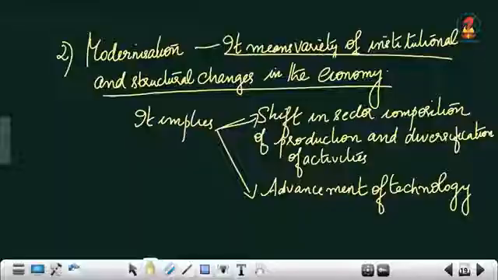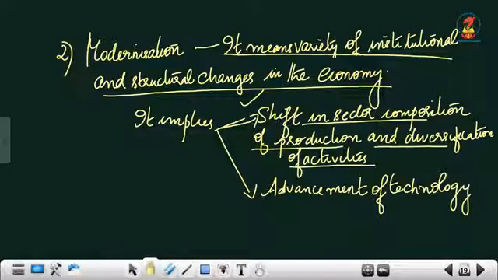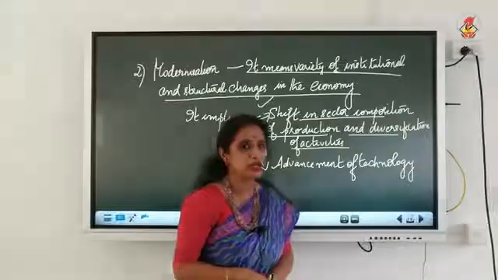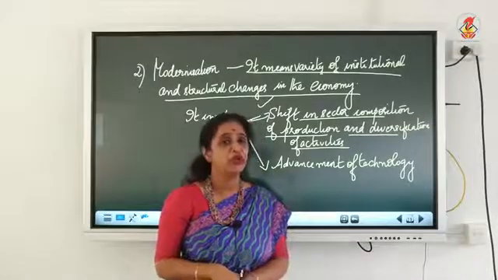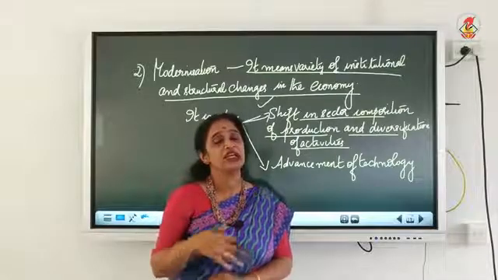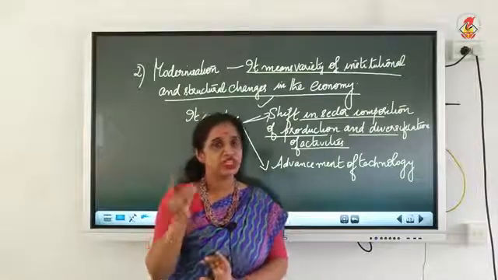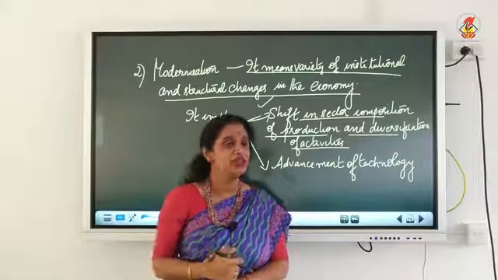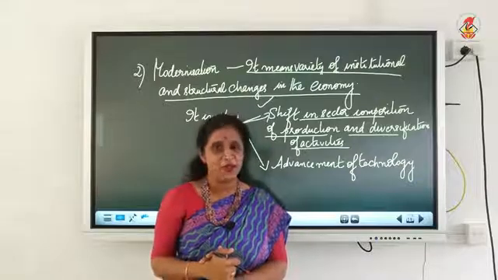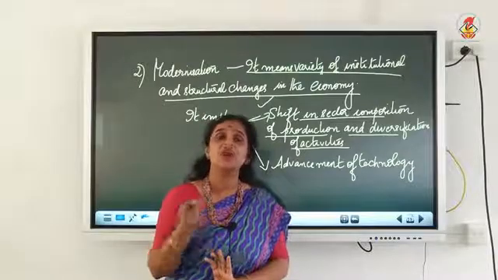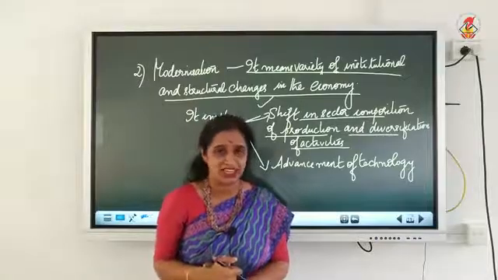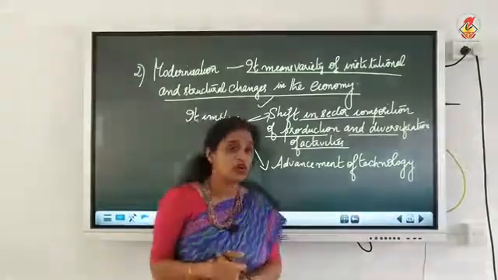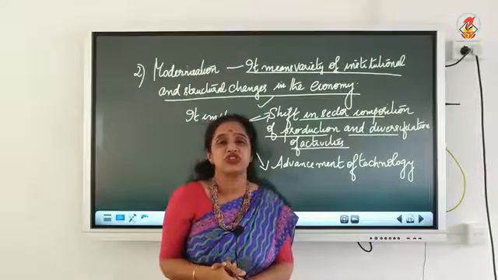Now, modernization implies two things. Which are they? A shift in the sectoral composition of production and diversification of activities. What is meant by sectoral composition? I told you different sectors contribute in different ways to GDP. So, which sector should contribute the most for the country to achieve economic development? The government has to study that. Then the government has to emphasize, or give importance to, those particular sectors. That is known as a shift in the sectoral composition and diversification of activities.